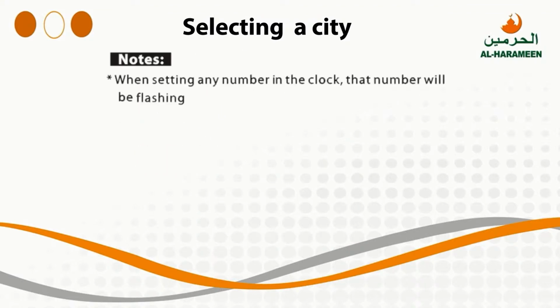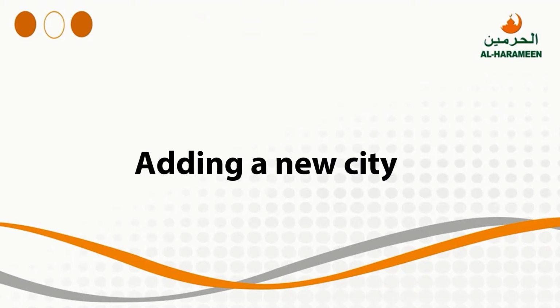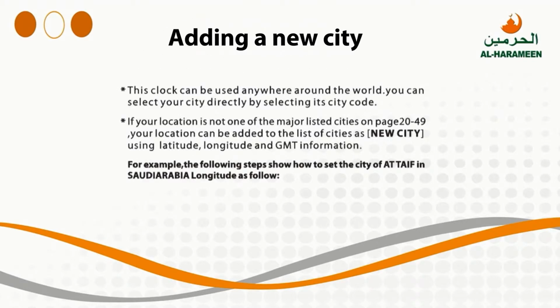Note: when setting any number in the clock, that number will be flashing. Adding a new city. This clock can be used anywhere around the world. You can select your city directly by selecting its city code. If your location is not one of the major listed cities on page 20 to 49, your location can be added to the list of cities as new city using latitude, longitude, and GMT information.